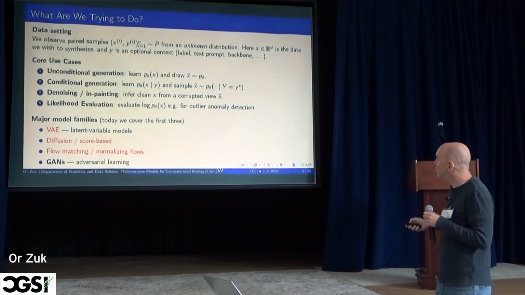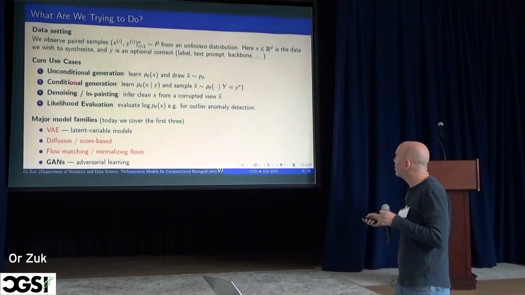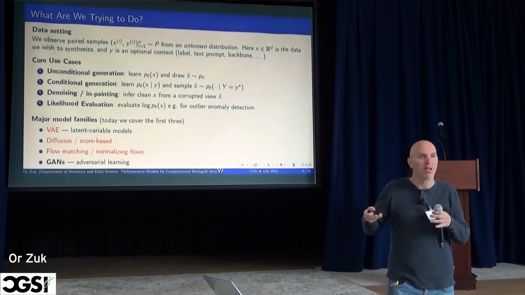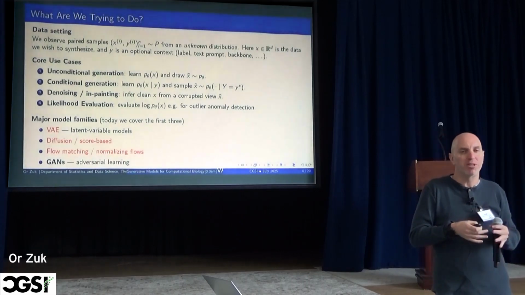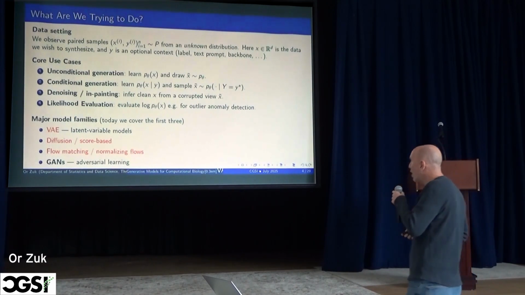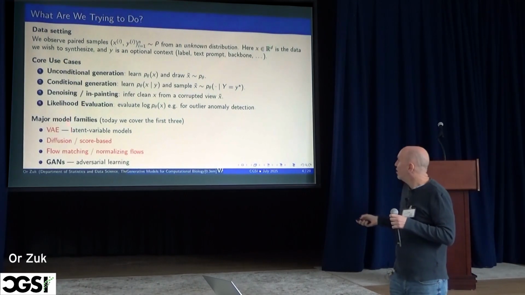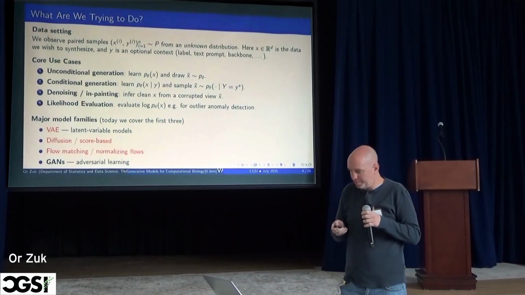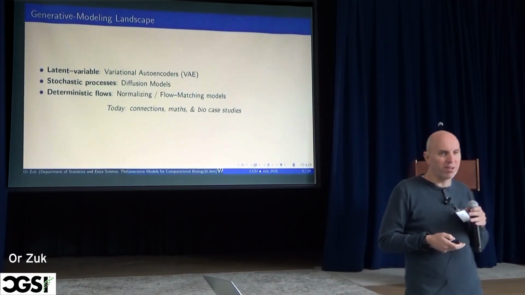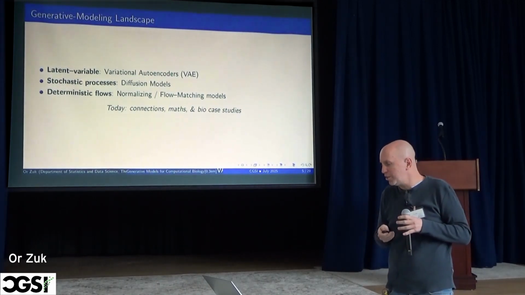So that's unconditional generation. A more useful task is conditional generation. So many times I don't just want to sample another example which is like the samples I had in my original sample, but I want to condition on something. And there are also other applications like denoising, imputation, and like I said, likelihood evaluation. All right. So we'll start with the first method, which is called variational autoencoder, but I will frame it in a more general framework of latent variable models.